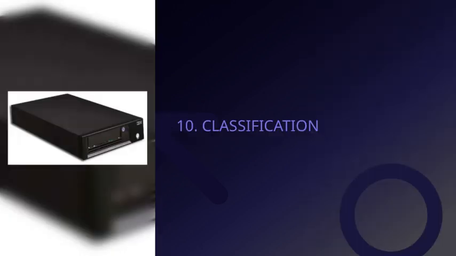Let's move on to slide 14, which is about classification. When we talk about classification, we're essentially discussing how we categorize or organize different types of data, objects, or concepts based on their characteristics. This process helps us make sense of complex information by grouping similar items together.